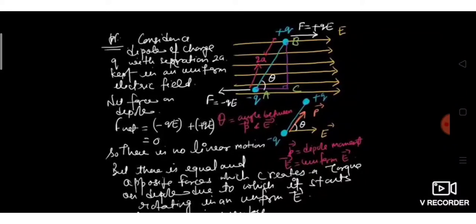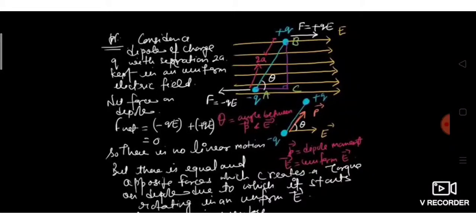The force produced by the plus q charge is equal to plus qE. The force produced due to the minus q charge is equal to minus q into E. First of all, we are going to see the net force. The net force is equal to the sum of the individual forces. The force due to the minus q charge is equal to minus q into E, plus the force due to the plus q charge, which is equal to plus q into E. Hence, the net force on the electric dipole is equal to 0.